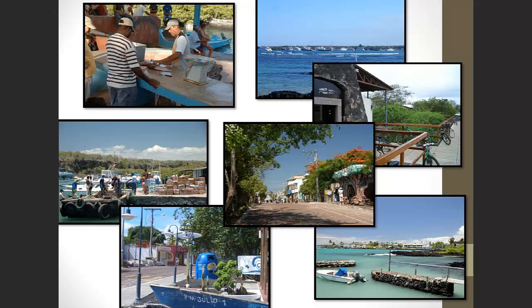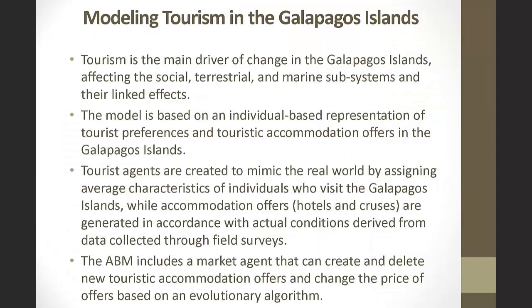While we were doing that work, we also decided, well, we look at tourism as a sectoral choice for people living in the Galapagos, but how might we think about tourism itself, tourism as an enterprise? And so in this case, and this is going to be very quick, we're looking at individual-based representation of tourist preferences and tourist accommodation offers. In other words, it is now the people like us trying to figure out, what do we want to go see in the Galapagos? Do we want to go? What are the competitions to other important places around the world? There are other places beyond Galapagos, maybe.